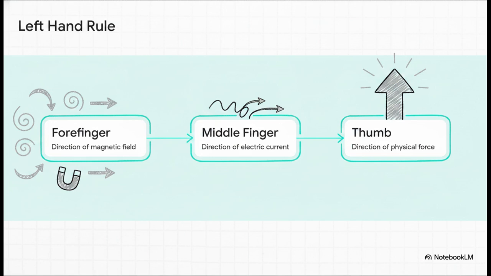You just recreated Fleming's left-hand rule. If your forefinger represents the direction of the magnetic field and your middle finger represents the direction of the electric current flowing through a wire, your thumb shows you the exact direction of the physical force that will push that wire.